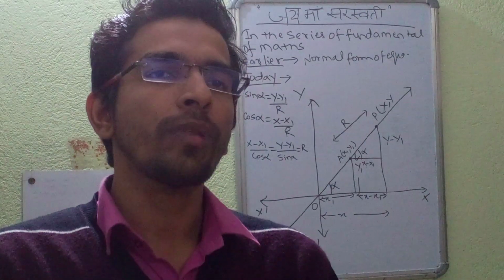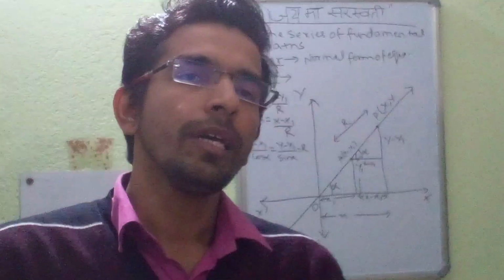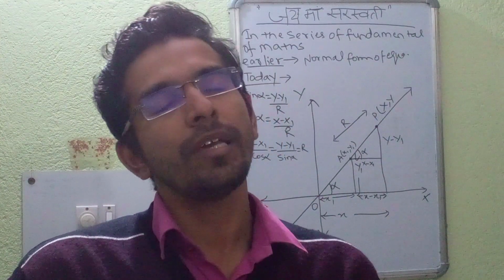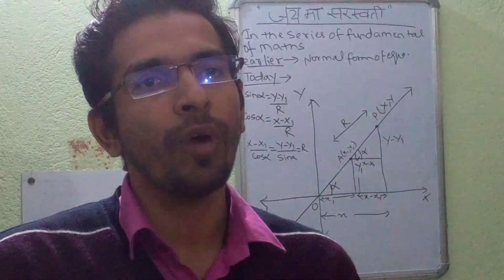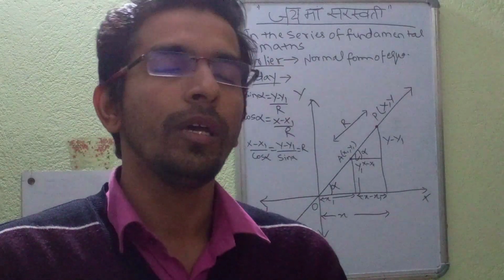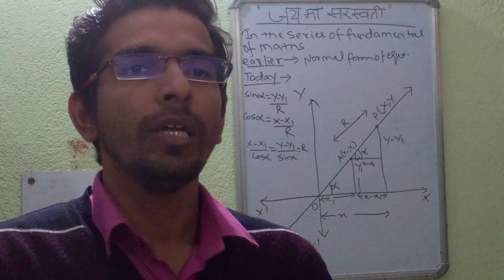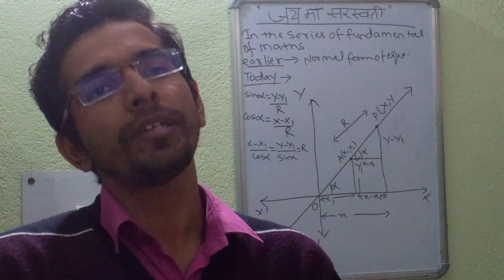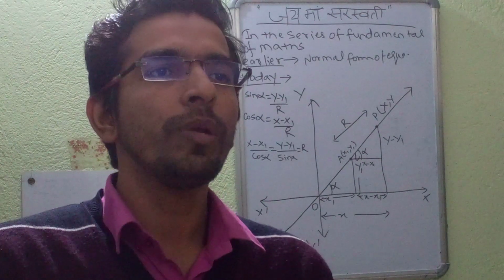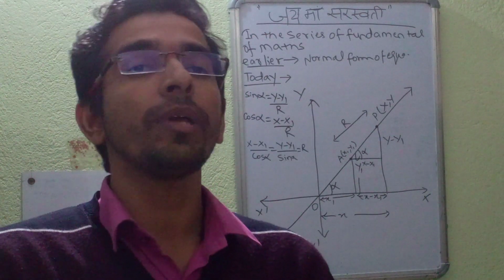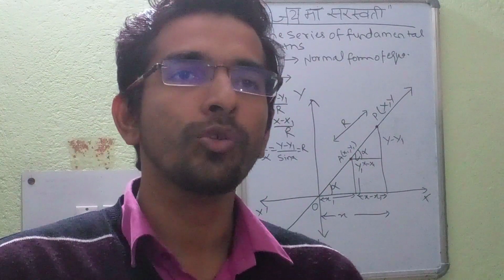Secondly, we had covered the equation y minus y1 is equal to m of x minus x1, in which a particular line passes through a point x1 y1 and has a slope of m. Thirdly, we had derived the two-point equation: if two points are given in coordinate geometry and we have to find the equation of the straight line passing through them, we use y minus y1 is equal to (y1 minus y2) by (x1 minus x2) times (x minus x1).